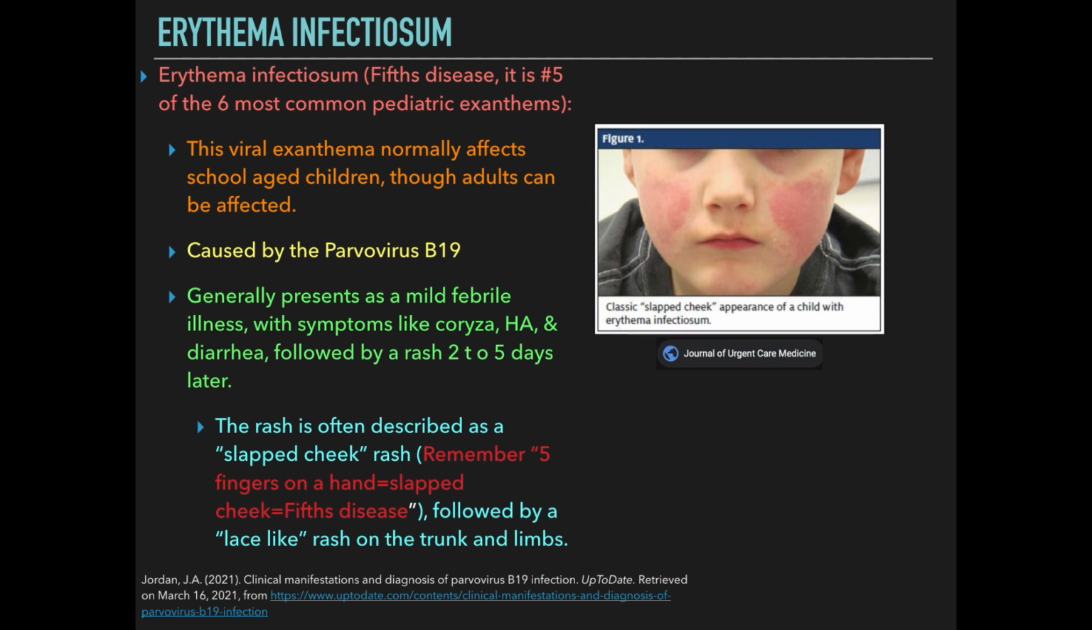And the rash is often described as a quote-unquote slapped cheek rash. And so the way that I remember this is it takes 5 fingers on a hand to slap a cheek, and then Fifth's disease. And then after this slapped cheek rash comes more of a lacy looking rash, and that appears on the trunk and the limbs.